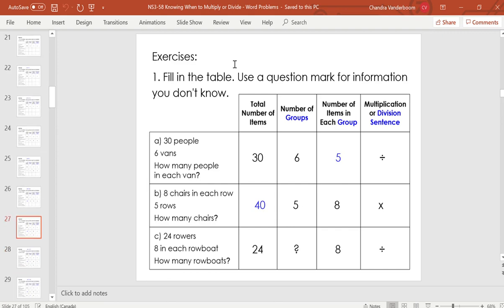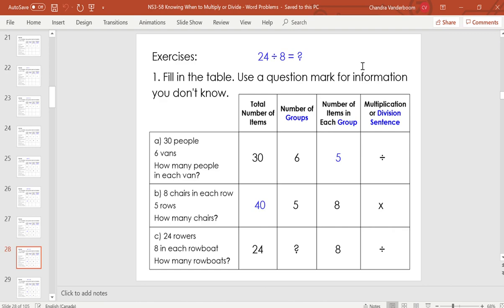And then our last one, 24 rowers, 8 in each rowboat. How many rowboats? So there's our information. We do know our total number of items, so we decided we're going to do division. So our sentence then is 24 rowers divided by 8 in each rowboat equals how many rowboats? Let's do some skip counting.